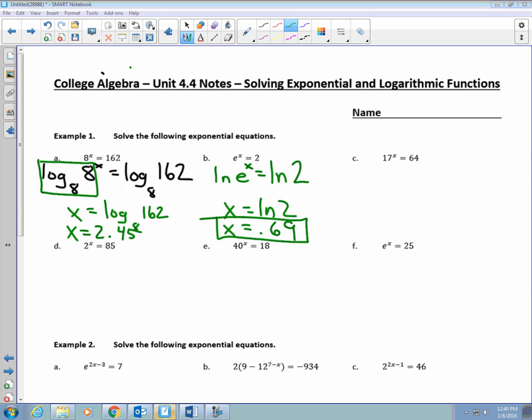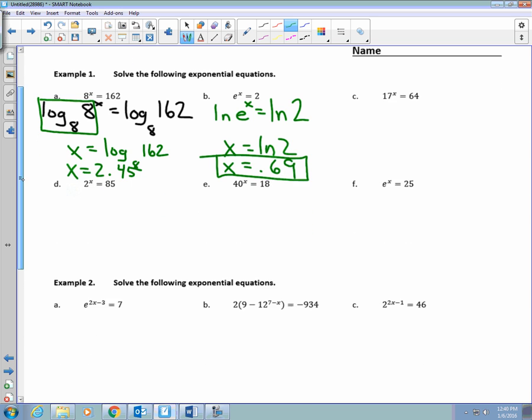Excellent. You do C, D, E, and F on your own. When you get the answer, come put it up on the board. You don't have to show your work. Just give us the answer. Make sure we can check it and make sure it's right.